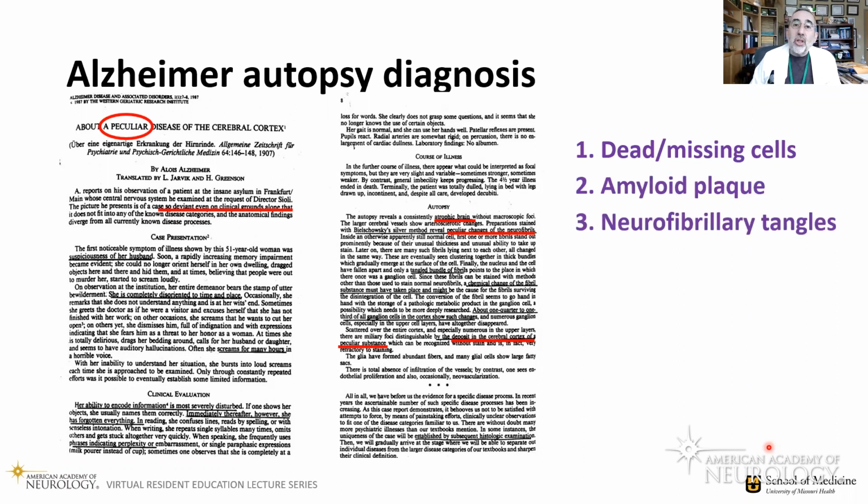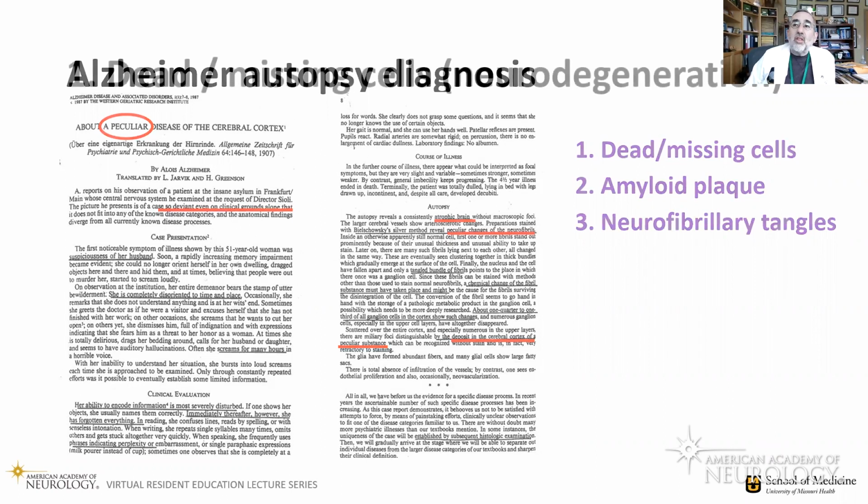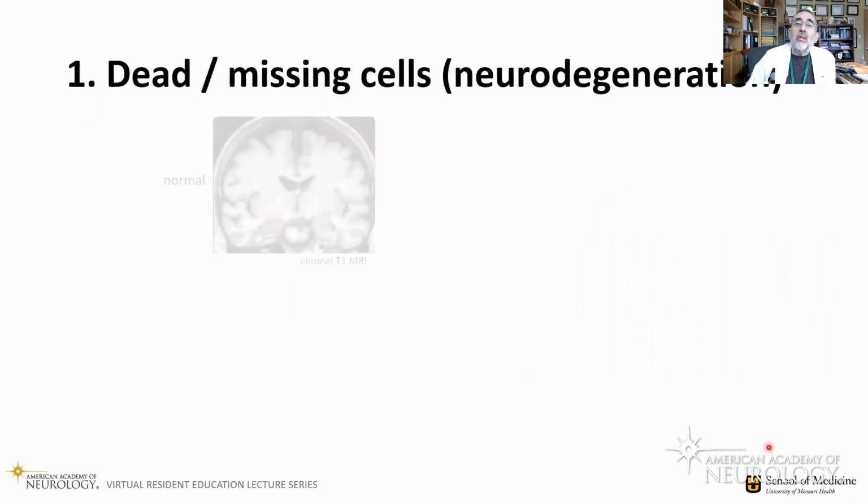When you have a dementia disease, and at autopsy you have these three things, that's what allows us to say the syndrome of Alzheimer's disease is supported. But you have to have the behavioral part of the syndrome, and you have to have these three things. Let's spend time with each of these three things.